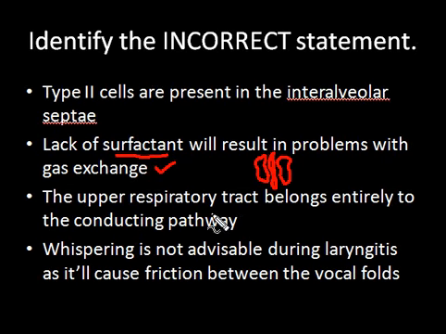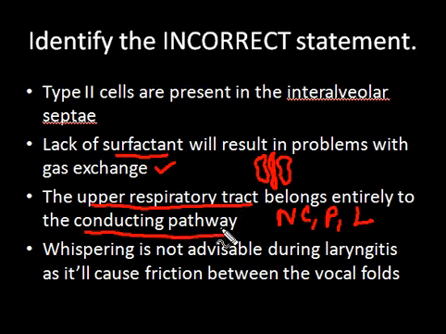The next statement, the upper respiratory tract belongs entirely to the conducting pathway. Now here let's look at what structures belong to the upper respiratory tract. It is the nasal cavity, the pharynx and the larynx. Now let's look at what the conducting pathway is. The conducting pathway is from the nasal cavity all the way down to the bronchiole. So you can see that after the larynx you have the trachea and then the bronchus and then the bronchiole. All of that is also part of the conducting pathway.